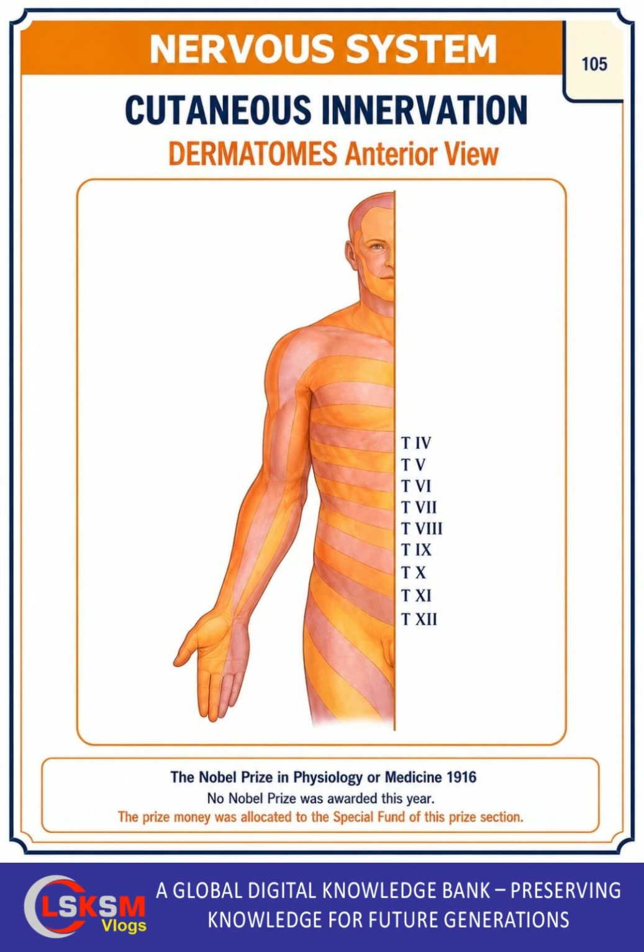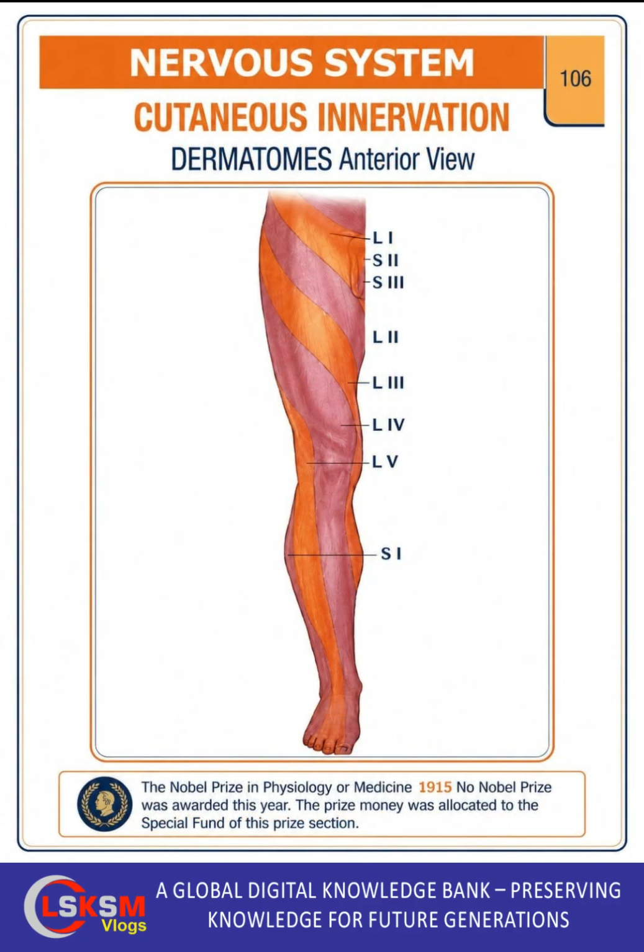Shows the organized pattern of sensory nerve territories on the front of the body. This map is useful for diagnosing spinal nerve injuries. Highlights the anterior dermatome layout from the neck to the feet. It demonstrates how sensory information is distributed through spinal nerves.